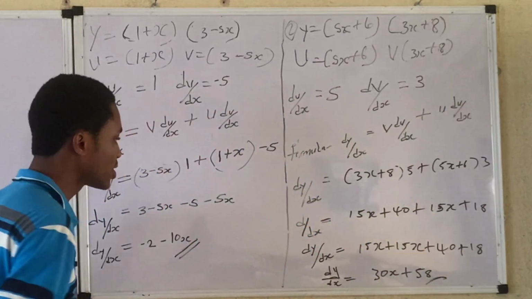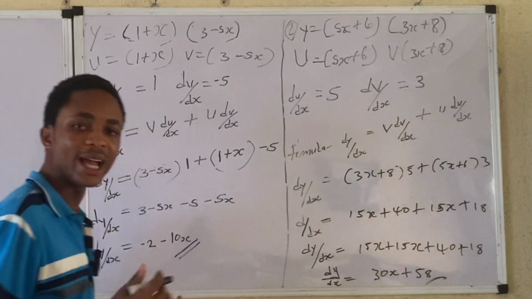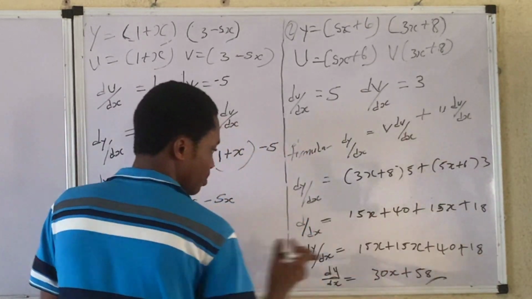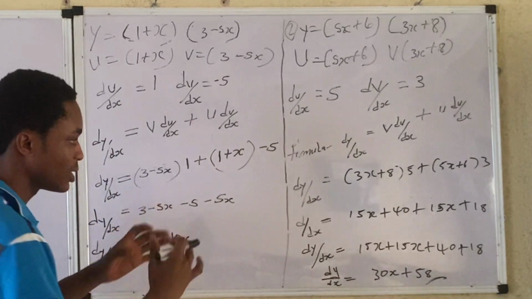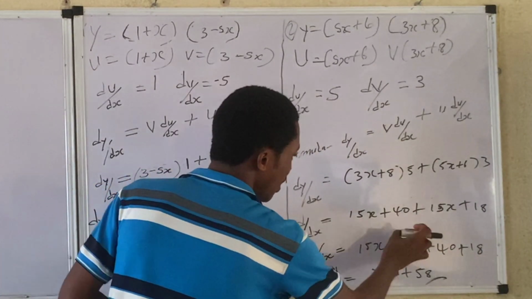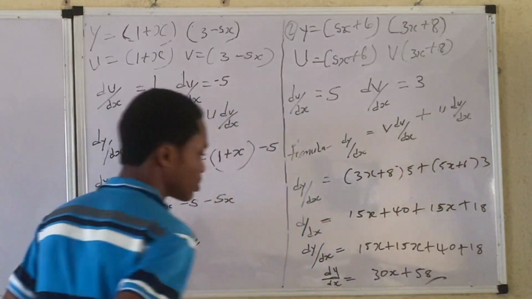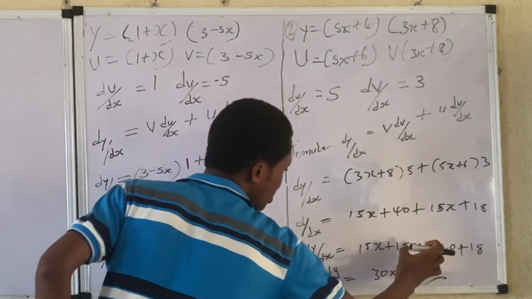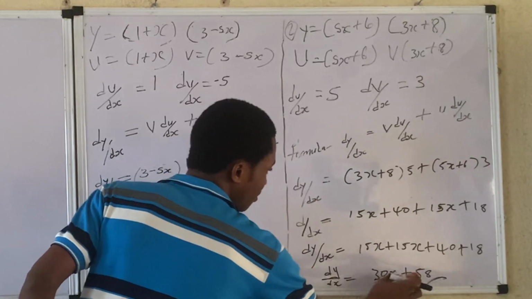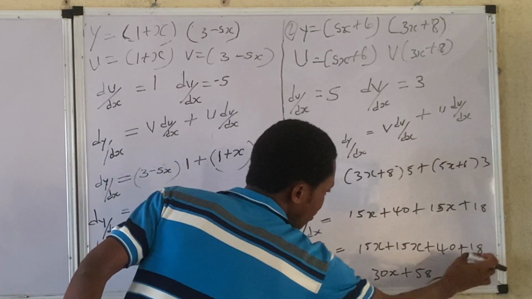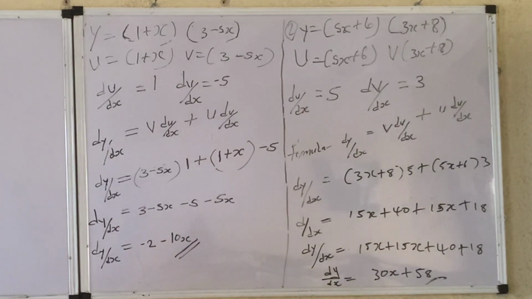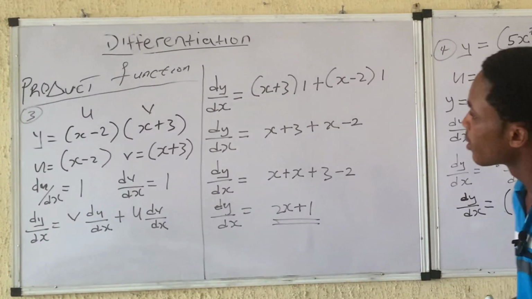Now, we collect like terms. 15x and 15x are in the same place, and 40 and 18 are in the same place as well. Finally, dy/dx: 15x plus 15x will give you 30x, plus 40 plus 18 will give you 58. So that is all for this question. Now, question 3.